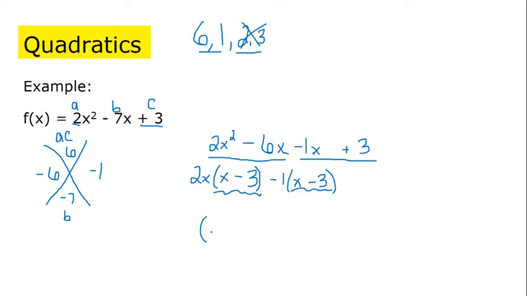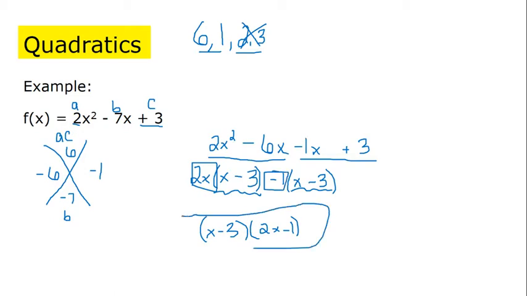So that's our greatest common factor now, x minus 3. And then in parentheses next to it, we have left a 2x minus 1, because those are our two terms left when we factor out the x minus 3. And this would be our answer for how we factored the quadratic. Let's move on to the next one.